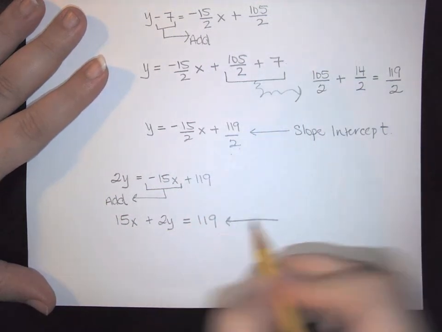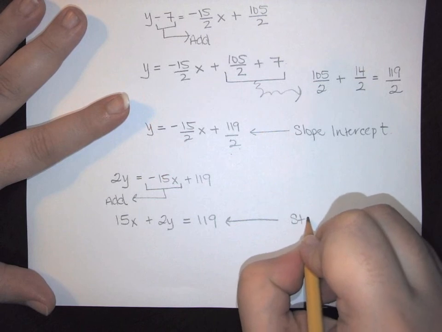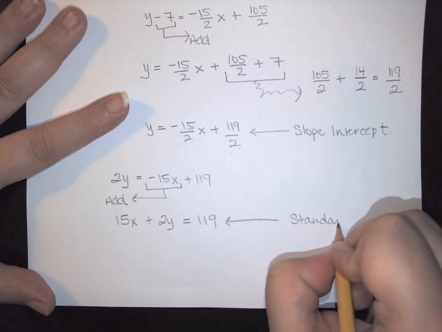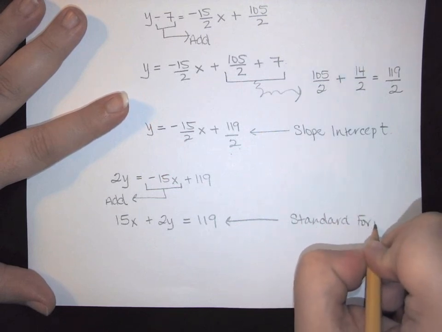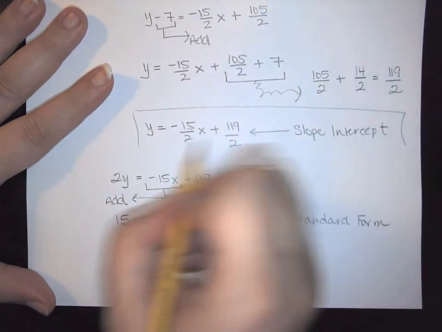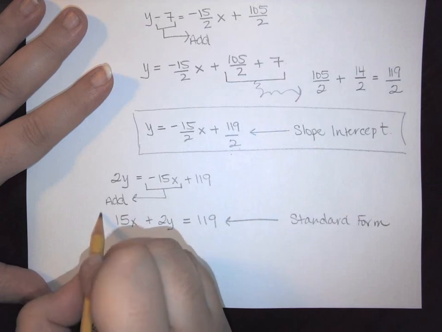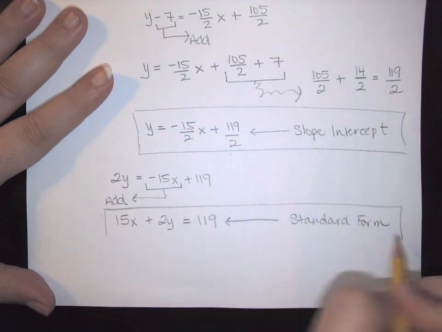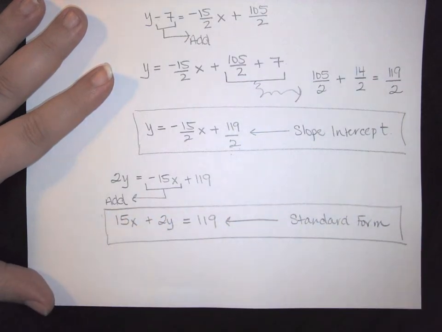This equation right here is your standard form. So we have our first solution or first equation in slope-intercept form, and then we use that slope-intercept form to find my standard form.